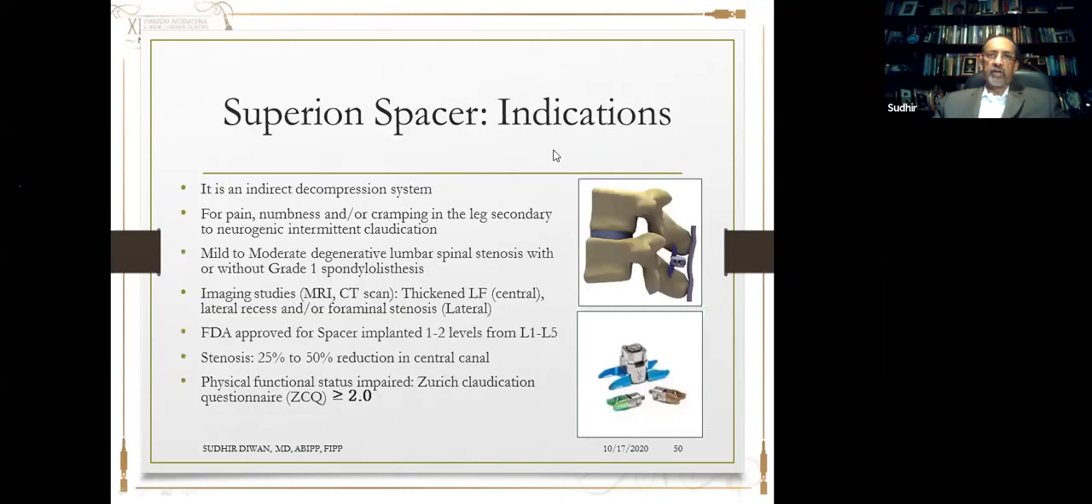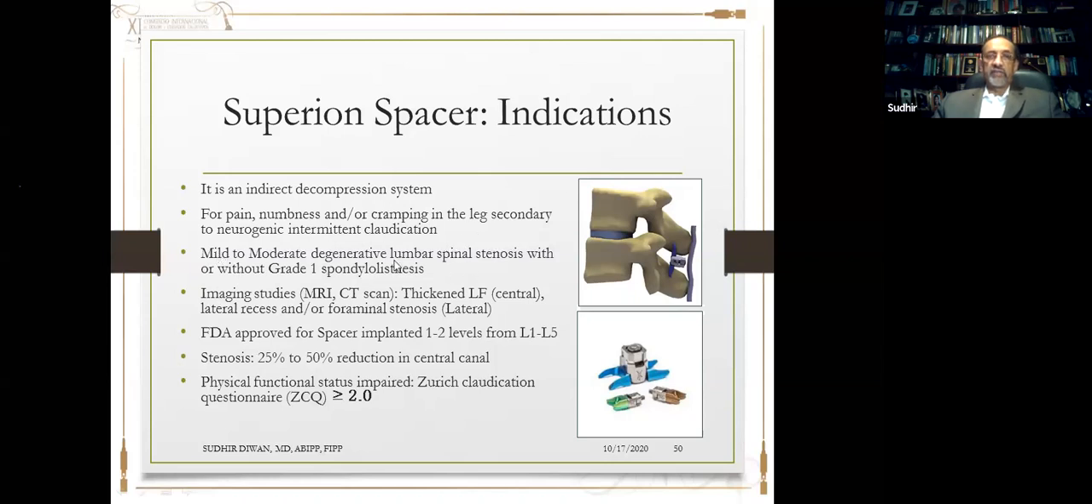The Superion is my favorite. I do it, as I said earlier, on a regular basis. It is also indirect decompression. It improves your pain, numbness, and cramping, and improves the neurogenic claudication. Your walking distance increases from a few blocks to many blocks. It is FDA approved for mild to moderate stenosis. It is not approved for severe stenosis.